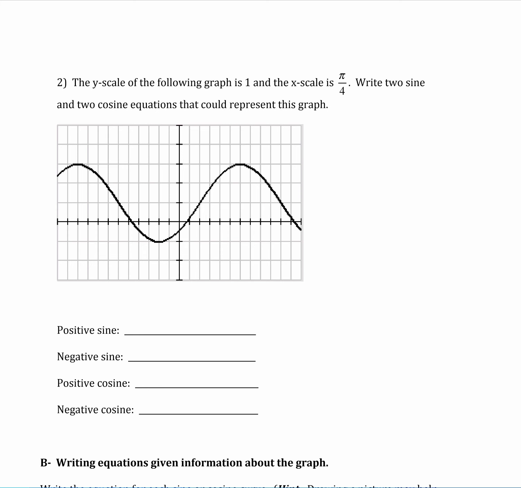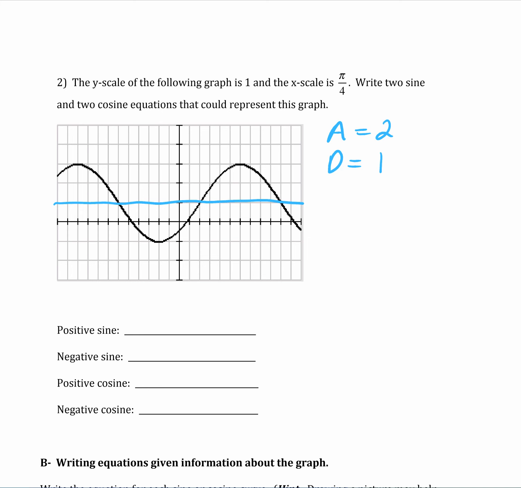We're going to look at our midline. So if I count my distance from the bottom to the top, I get a distance of 4. I'm going to cut that in half and get 2. So that process is going to give me my A value is 2 from cutting it in half, and then my D value for my vertical shift is 1.